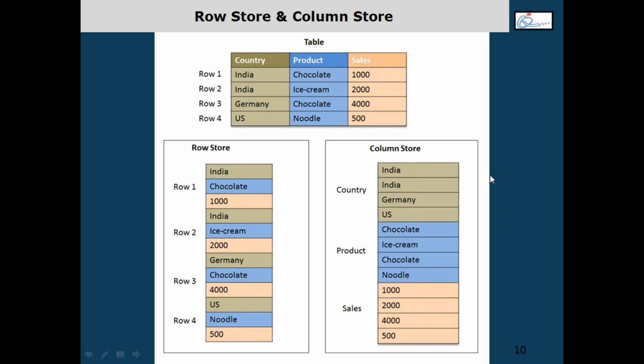This value India belongs to chocolates, and chocolates are linked up to 1000. Correct? Any doubts? Right? So when you store data in a column store table, all the values of one column are stored in one continuous memory location. Now you don't have linking of which value is linked to what. So for that, it maintains something called positioning indexing.